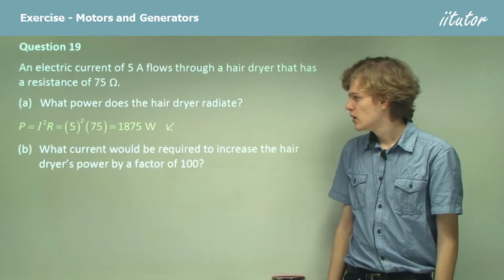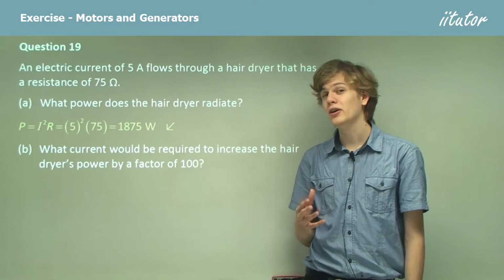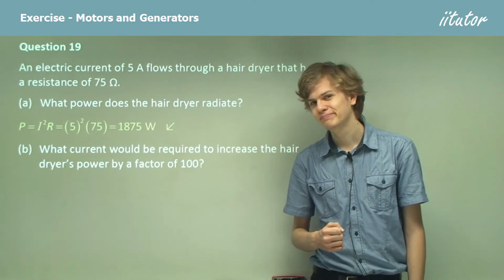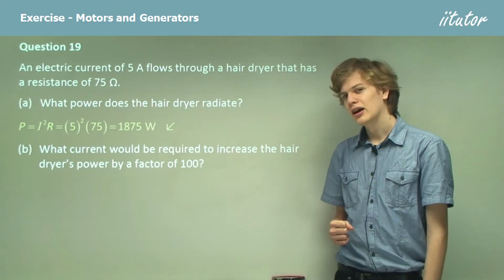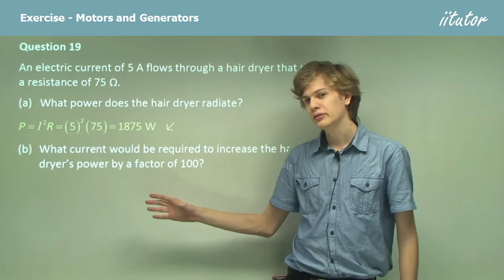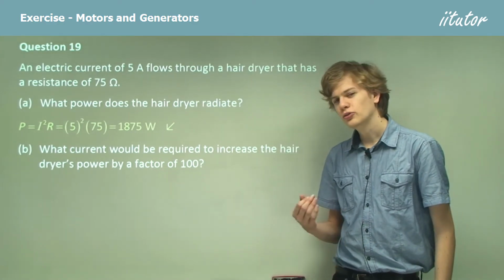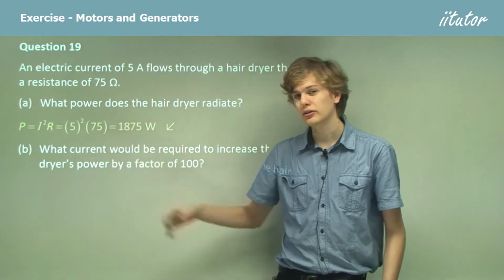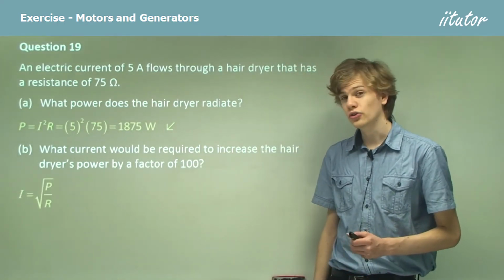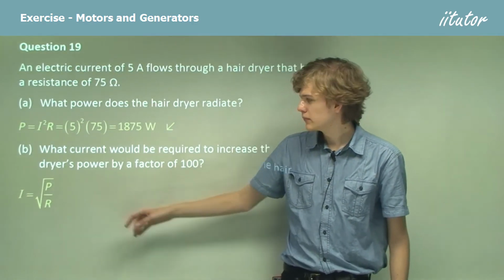Part B. What current will be required to increase the hairdryer's power by a factor of 100? And that would make it a very powerful hairdryer indeed. So what we need to do is figure out how current relates to power, right? So let's rearrange this equation and make current the subject. I equals the square root of P on R, right?